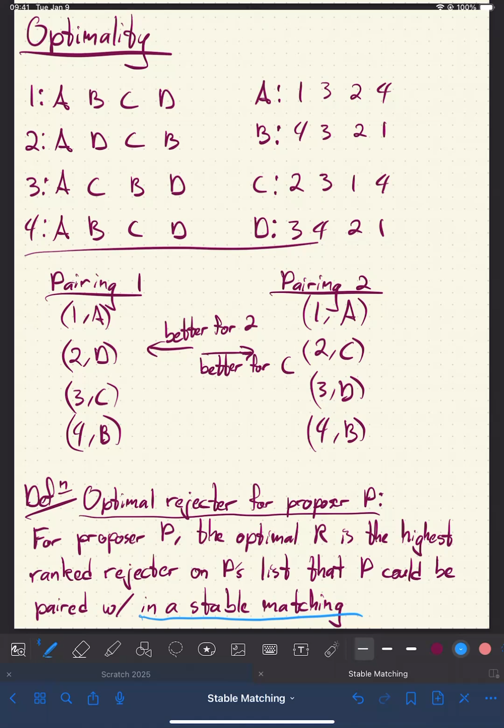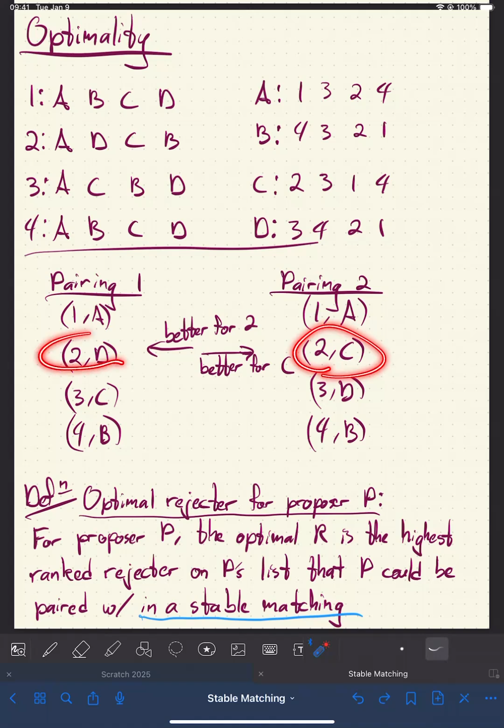It can get real easy to be confused about this part, or to forget this part. It's not saying P's optimal choice, right? Because if we're talking about 2, 2's optimal choice is A. But that's not one of the stable pairings.